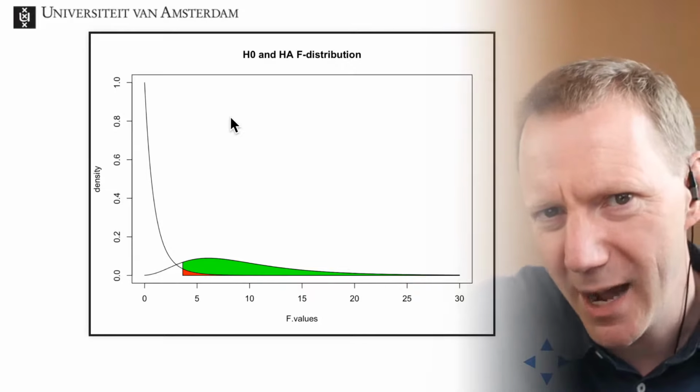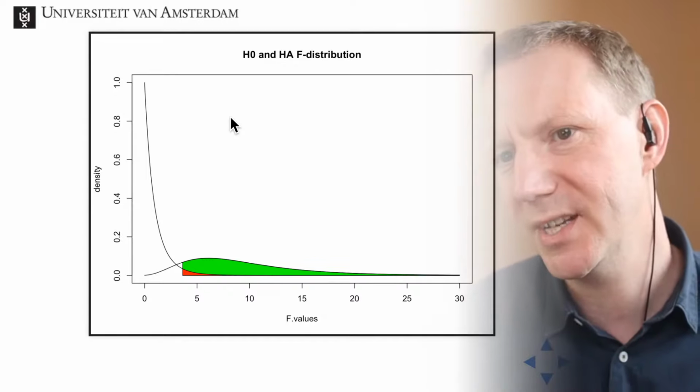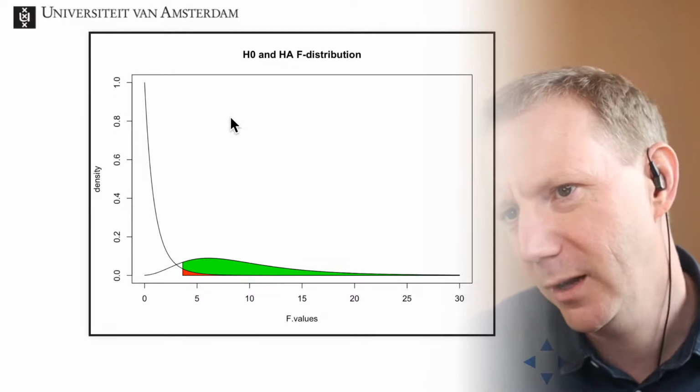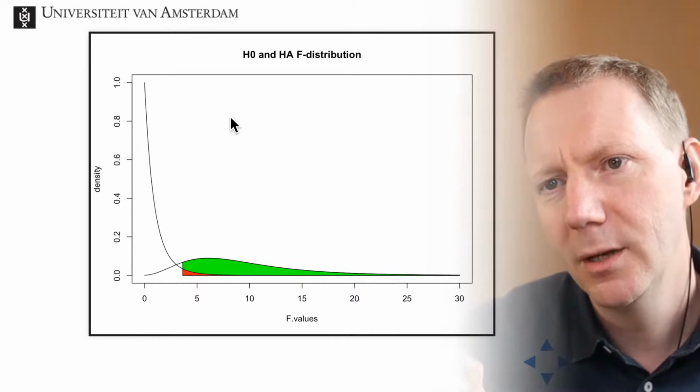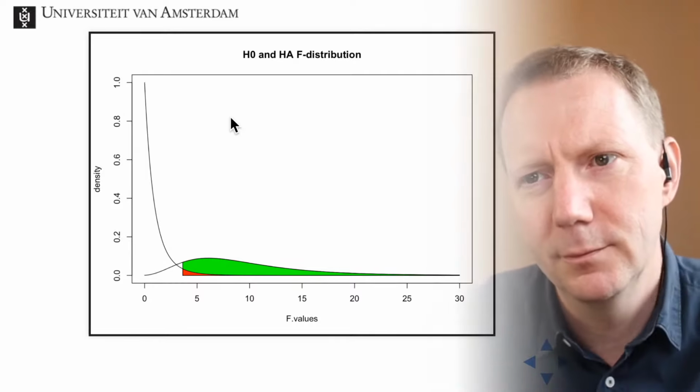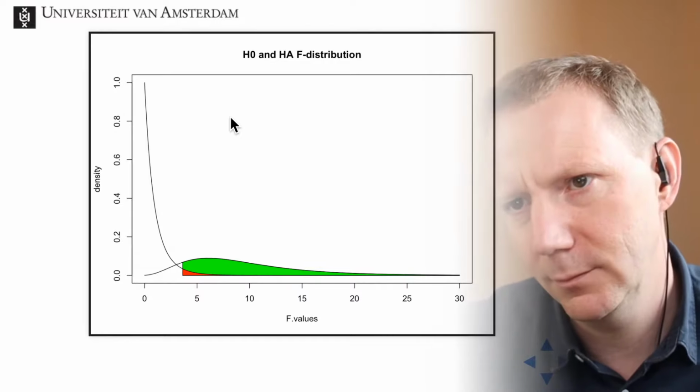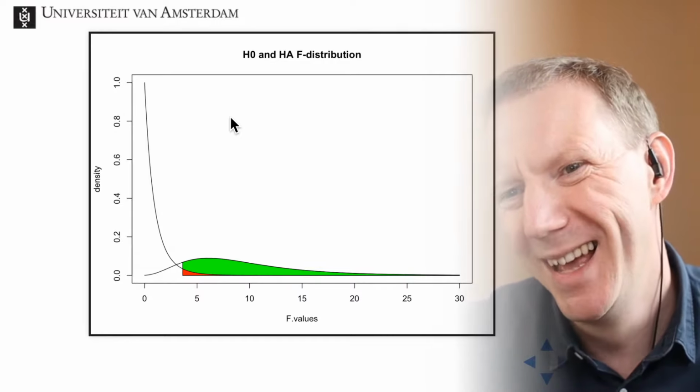Because you see how the shape of the distribution is, and well, it doesn't vary a lot if the null is true. Can I ask you from which F value you'd be willing to put a lot of money in?